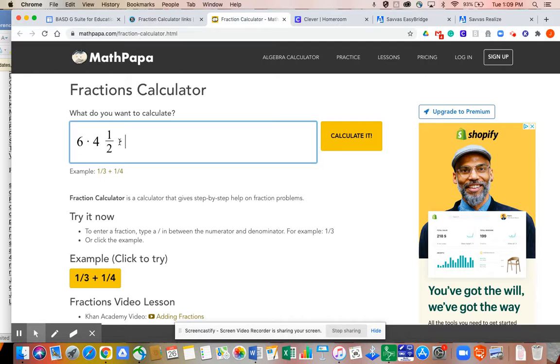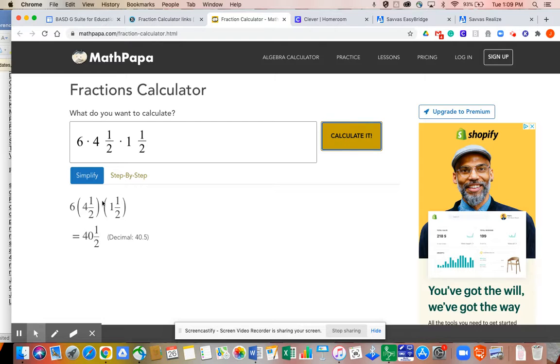Shift 8 means multiply, and I believe the other number was 1.5, so 1 space 1, oops, and then the fraction bar again, which was below the question mark, 2, and I calculate, and I get an answer of 40.5. Now we could have done that as a decimal as well and got 40.5. 6 times 4.5 times 1.5 would have given us 40.5.